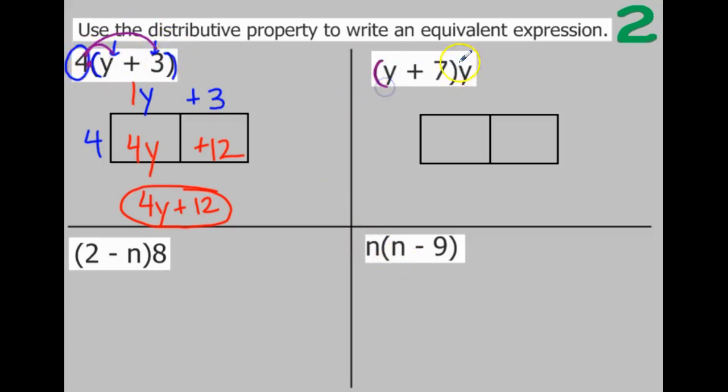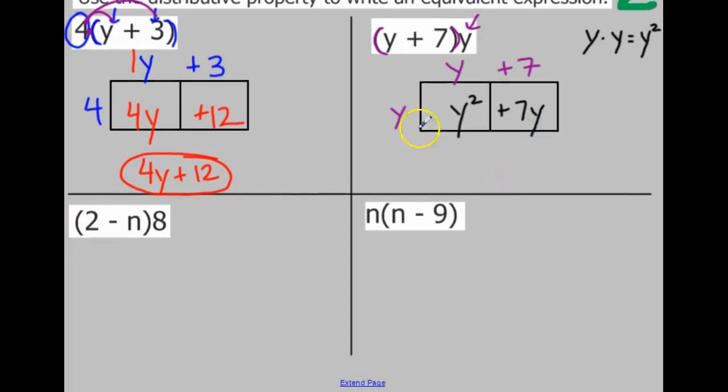Well, here's our classroom again. So inside our classroom we have y and a plus 7. But our teacher this time is just at the back of the classroom. That's okay, that's really just a y. Remember, y times y is the same as y to the power of 2. There's 2 y's there, so y squared. And then y times 7 is just 7y. So our answer is y squared plus 7y.